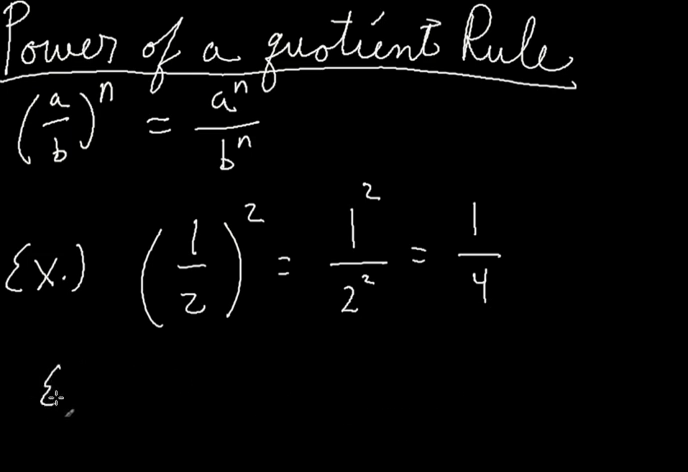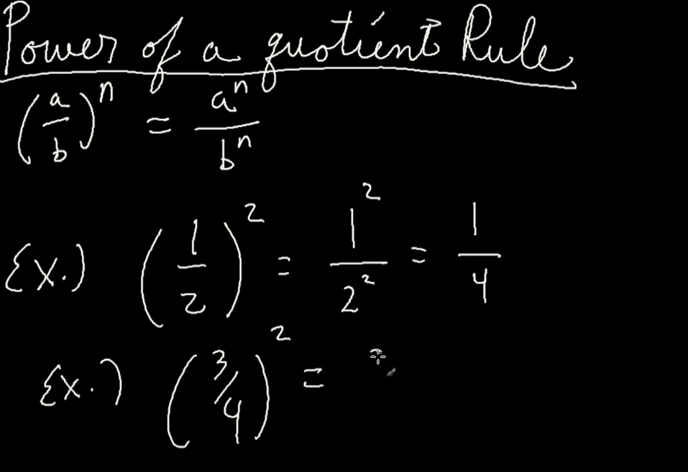Or if you had something like 3/4, let's just square it again. So that would be 3 squared over 4 squared. That's 9/16. And then you reduce if you can, but 9/16 you can't reduce, okay?